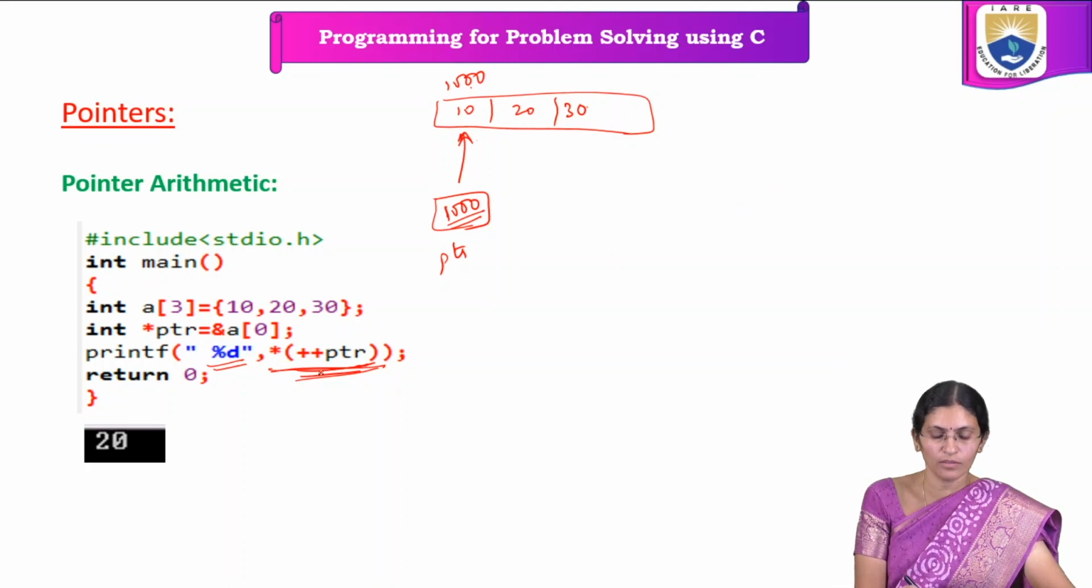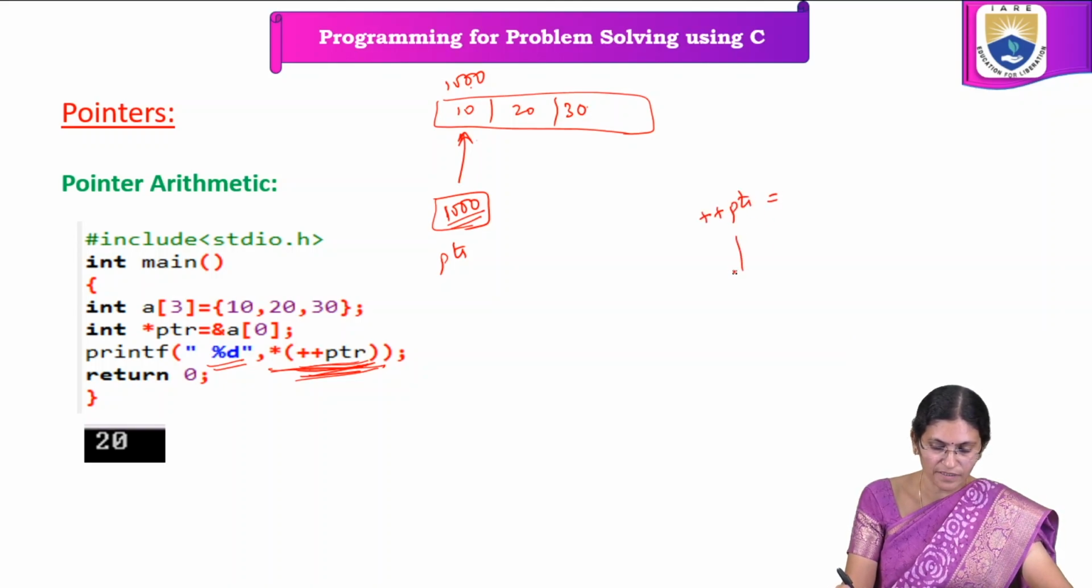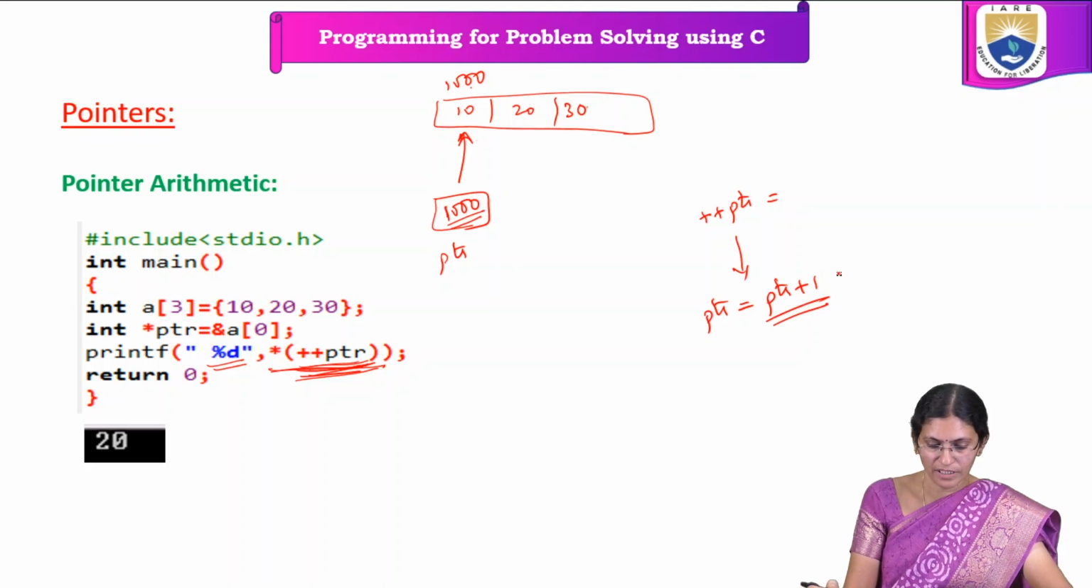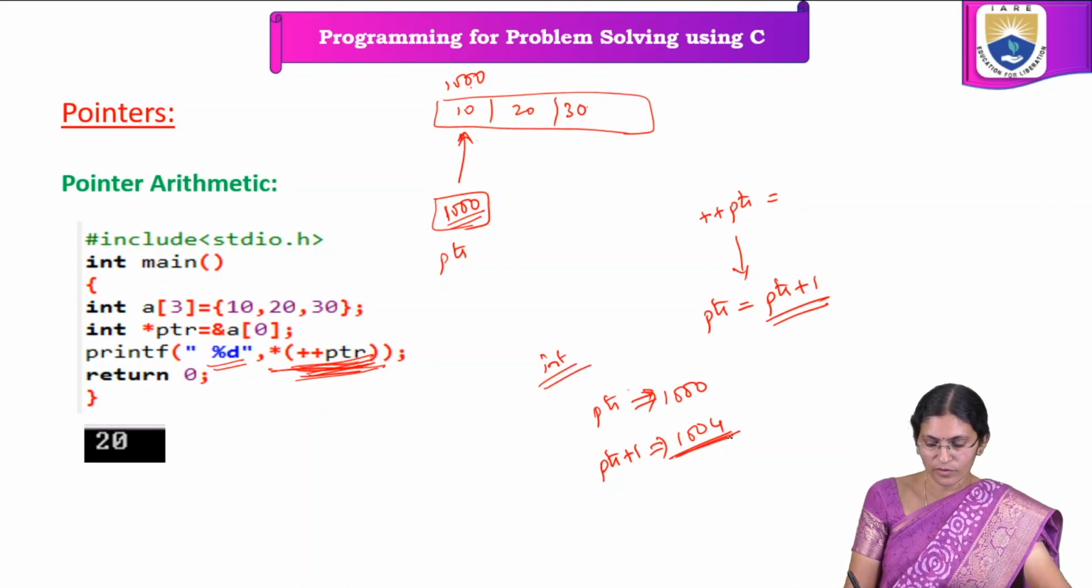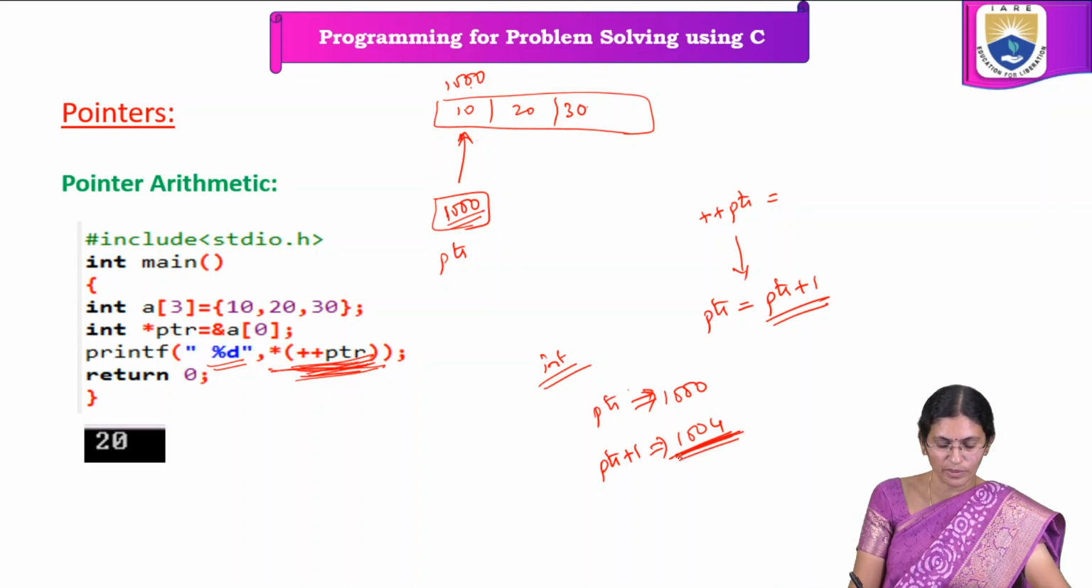In this statement, we are using the pre-increment operator. First, PTR will be incremented by 1, plus plus PTR implies that PTR is equal to PTR plus 1. That means now it will point to the next element. The memory address will be increased by 4 bytes. If the initial PTR value is 1000, then PTR plus 1 will be 1004. Since it is an integer pointer, PTR plus 1 implies 1004, so it will point to this memory location.